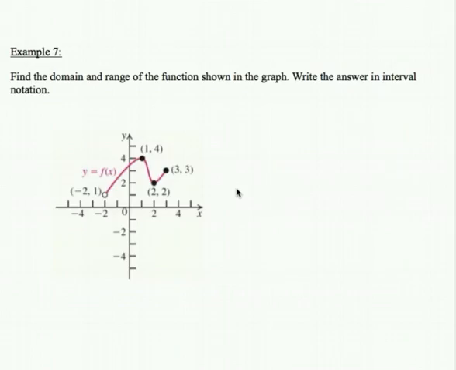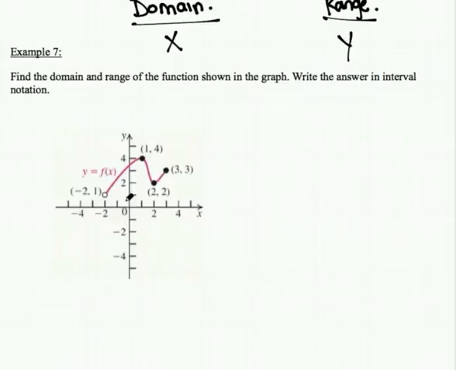Example 7, find the domain and range of the function shown in the graph. We're going to write our answer in interval notation. All right, so remember, when we're talking about domain, I'm going to write it up here, domain is all possible x values, and range is all possible y values. So not just the ordered pairs they have plotted, but all possible x values and y values.